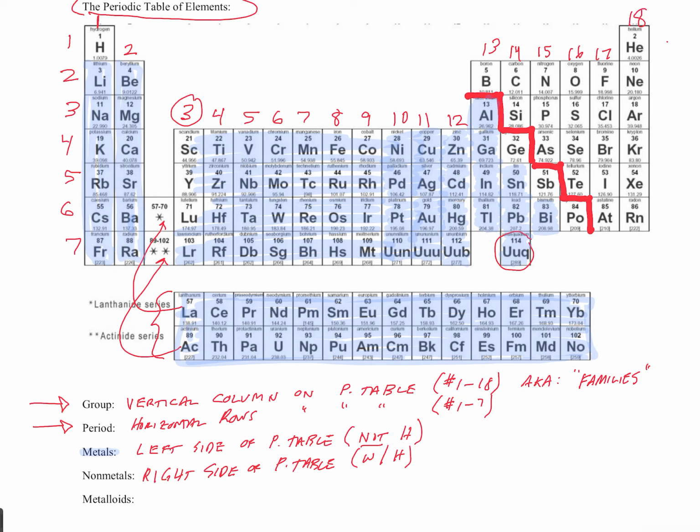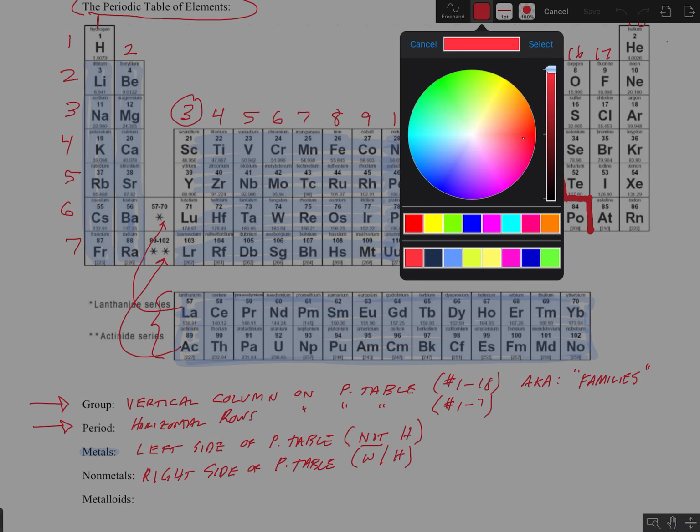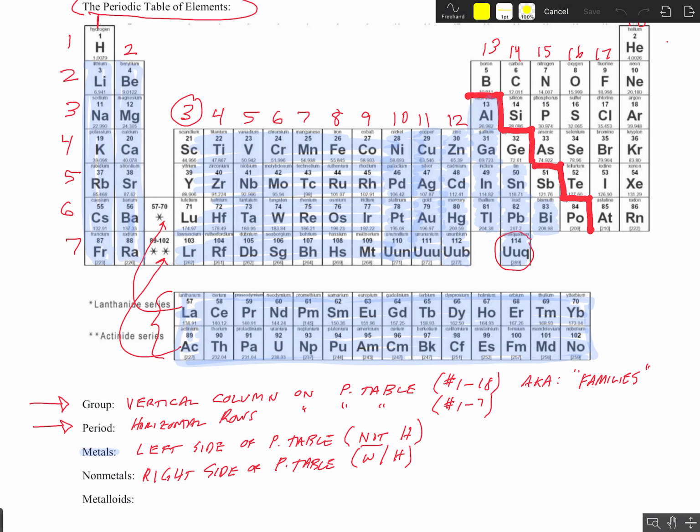So let's see, let's pick a good color here. How about something maybe yellow? You guys like yellow? All right. And we're going to color in all of our nonmetals in yellow. So we're going to pick those on this right-hand side. So we're going to have all of these: radon, xenon, krypton, argon, neon, helium. Okay, all of these are nonmetals.